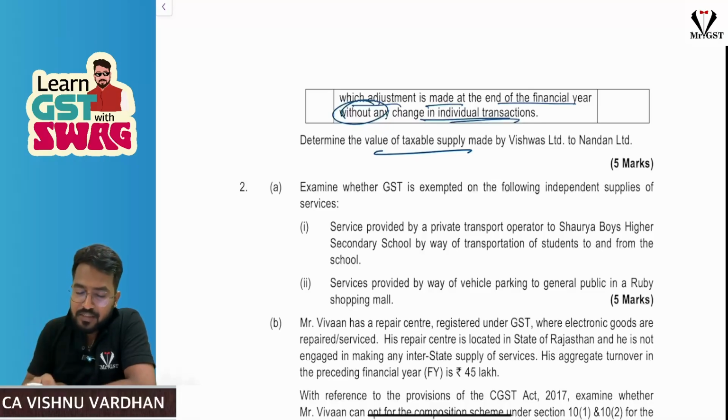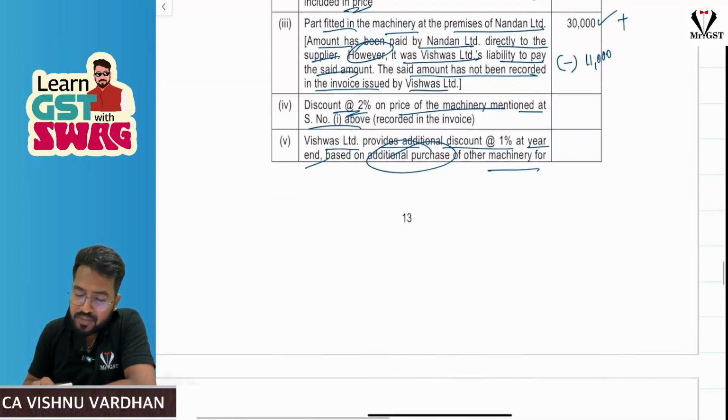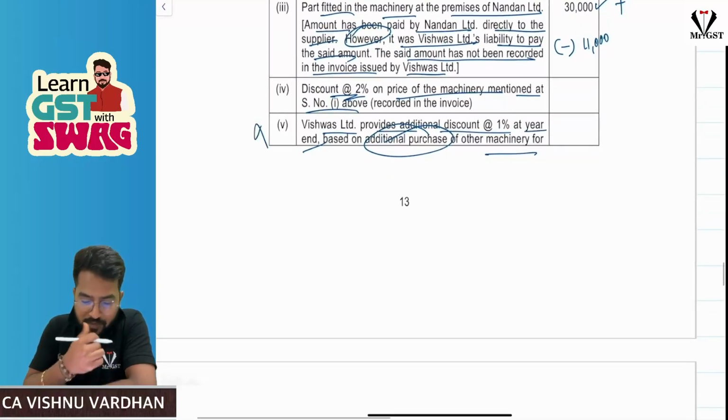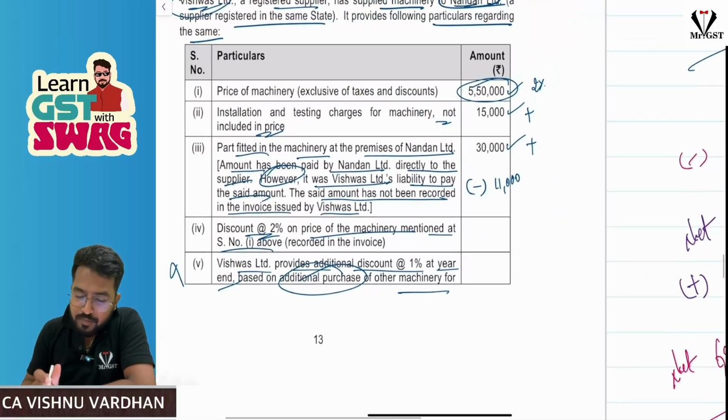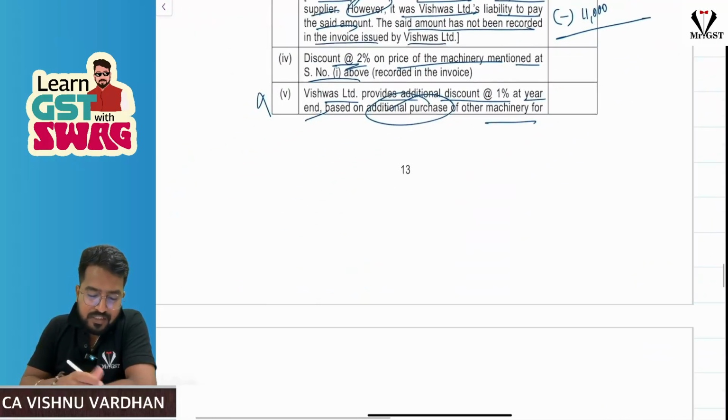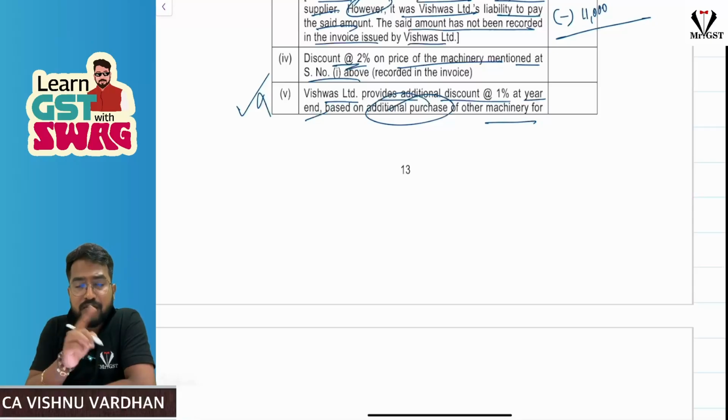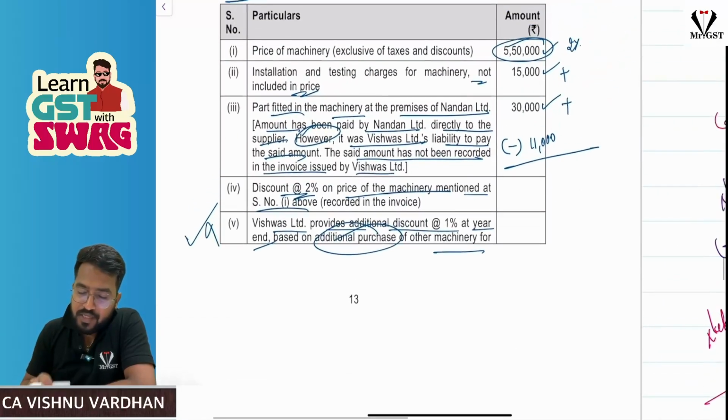In that, one condition is the discount should be related to an invoice. So this discount cannot have any adjustment or exclusion here. I repeat, the discount is given after the supply is made, and it should be as per the terms of the agreement, and it should be linked to an invoice, and the recipient should have a reverse proportionate ITC. Here, this discount is not linked to an invoice, so you cannot give any exclusion or benefit here.